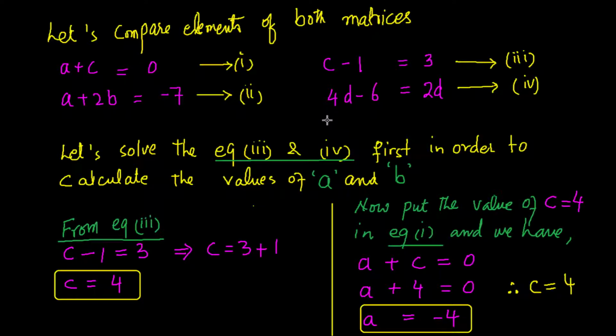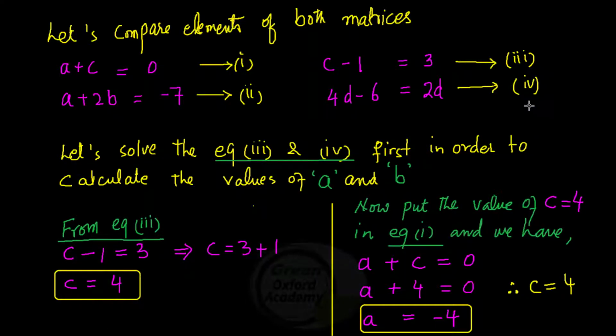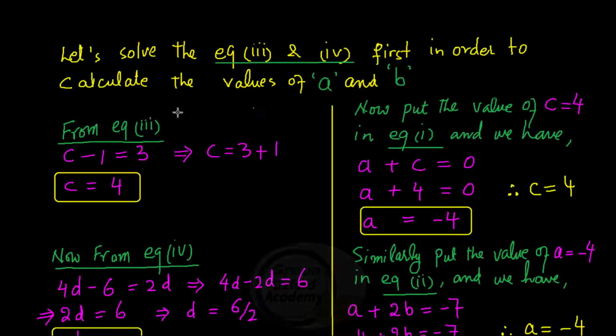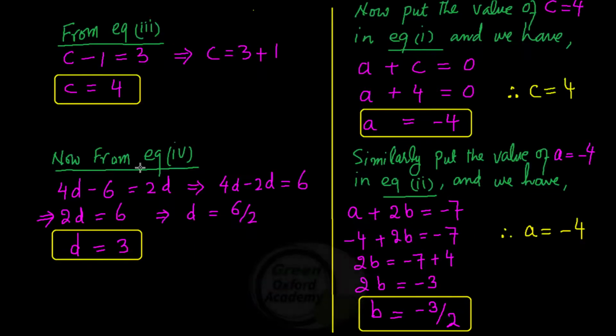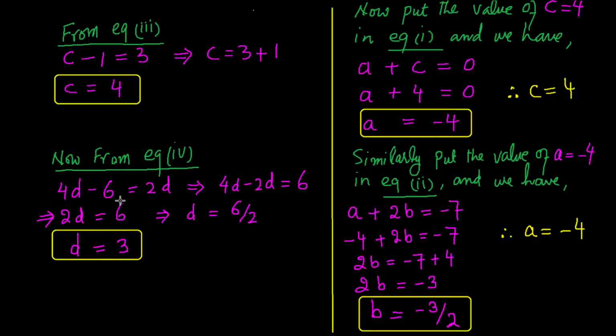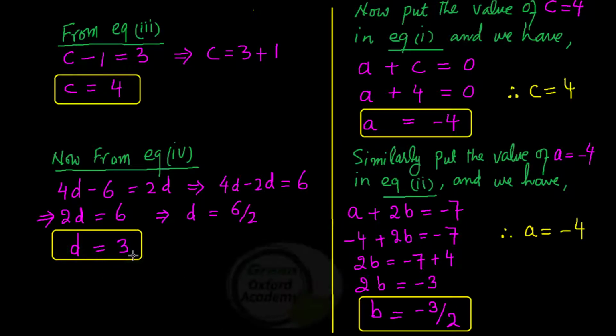Now in order to compute the values of these variables, let's start with equations 3 and 4. Since equations 3 and 4 have a single variable, it would be easier to solve them. From equation 3, C minus 1 is equal to 3, so the value of C is equal to 4. From equation 4, 4D minus 6 is equal to 2D. After arranging the variables and the constants in the equation, the final value of D is equal to 3.